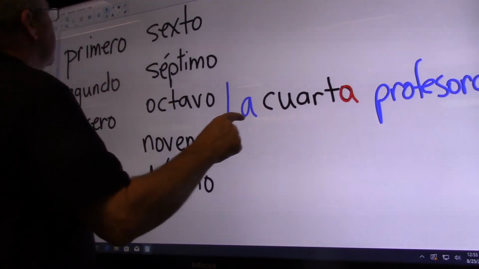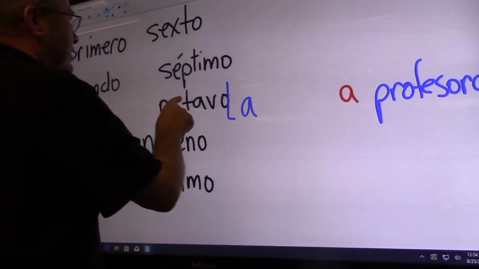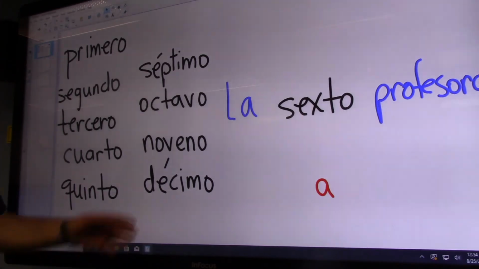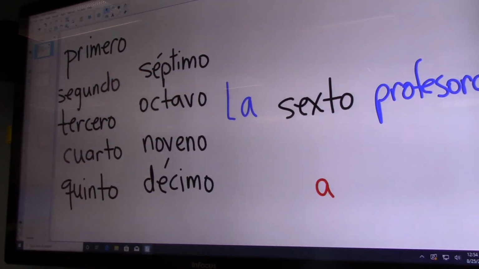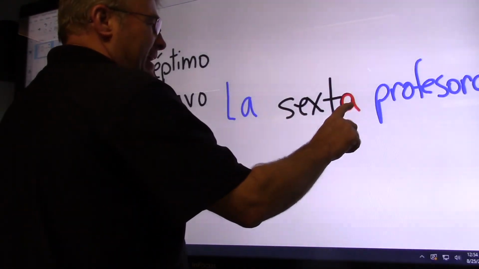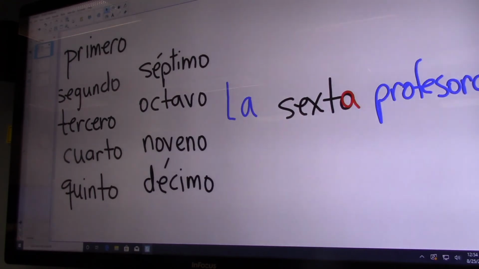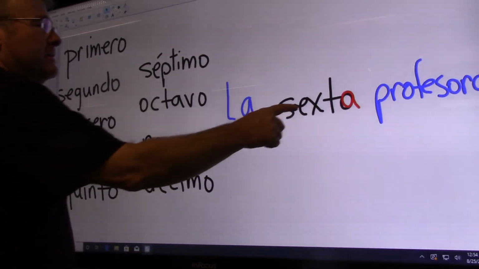Or if I wanted to say she was the sixth professor, right? I couldn't say la sexto profesora, feminine profesora with a masculine sixth. I would have to make that feminine as well. La sexta profesora, you see? So we can take all of these ordinal numbers and make them feminine if we have to, so that they match whatever it is they're describing, if what they're describing is feminine, you see?